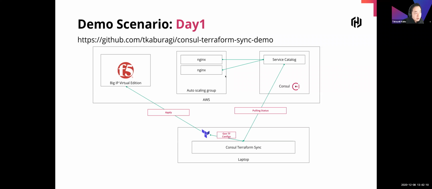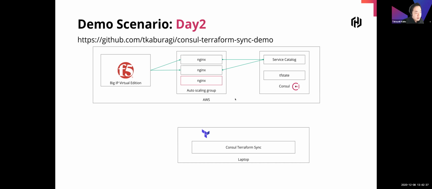So for day one operation, I will run Consul Terraform Sync on my laptop, and this will pull the status from the Consul service catalog, generate TF configs and apply them to a BigIP Virtual Edition. And BigIP will load balance to the Nginx servers. This is for the day one demo. And next is day two.